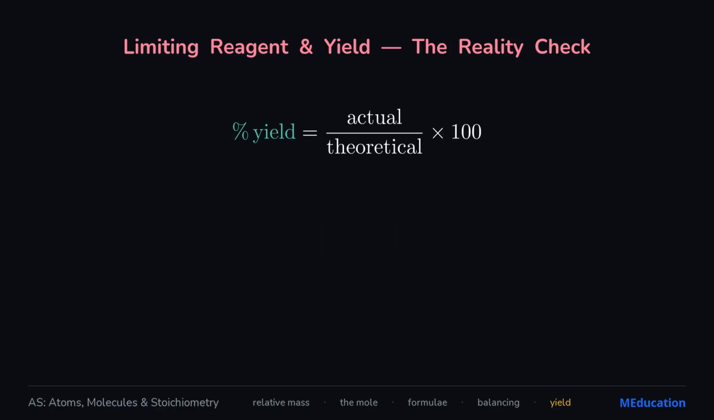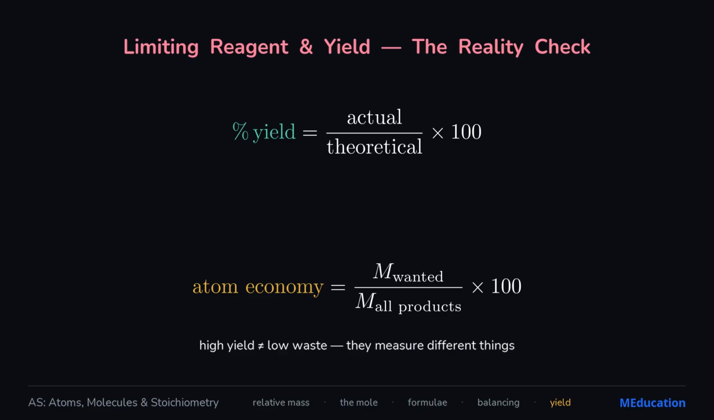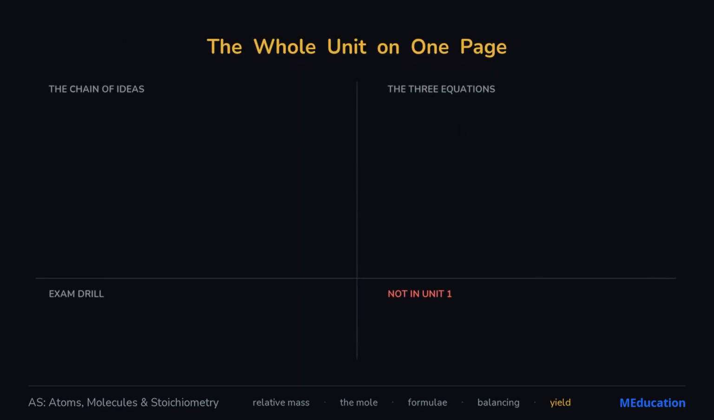Even then, theory and reality differ. Percentage yield asks how much you actually got versus the maximum predicted. Losses are normal. Atom economy asks a greener question. Of all the atoms you put in, what fraction ended up in the product you wanted? A reaction can hit a high yield yet still waste half its atoms as byproduct.